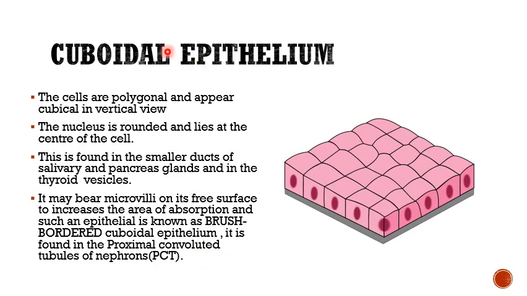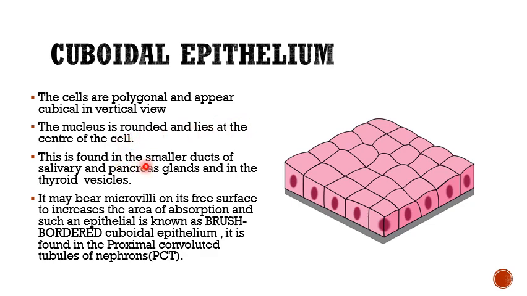Next is cuboidal, as the name indicates. The shape of the cell is cube-like, arranged on the basement membrane. They are very close to each other. The nucleus is in the center. So the cells are polygonal and appear cubical in vertical view. The nucleus is rounded and lies at the center of the cell.